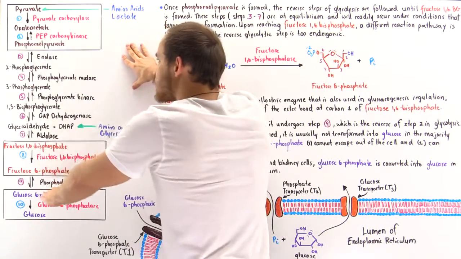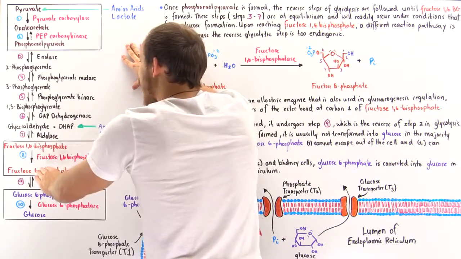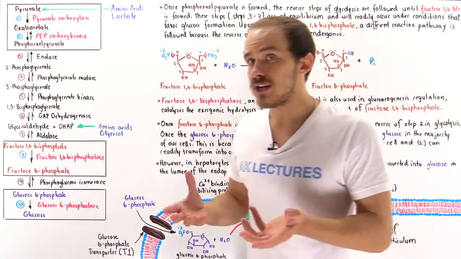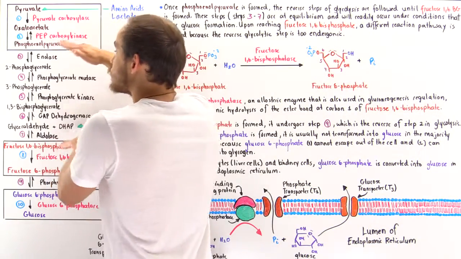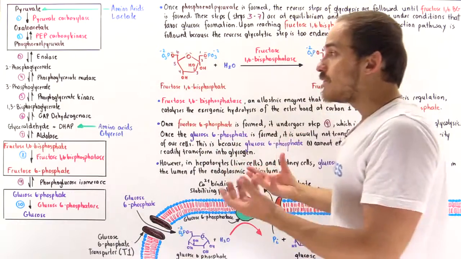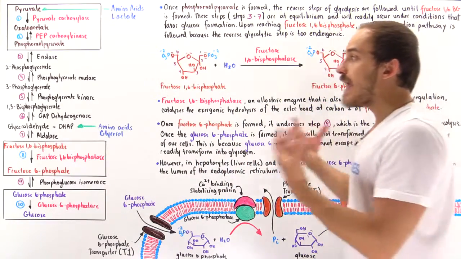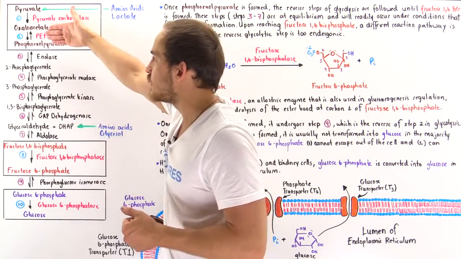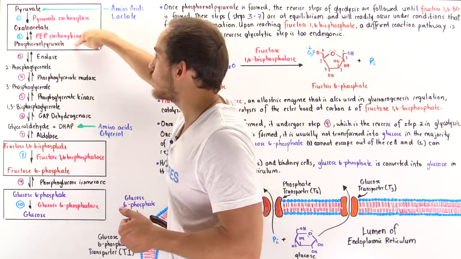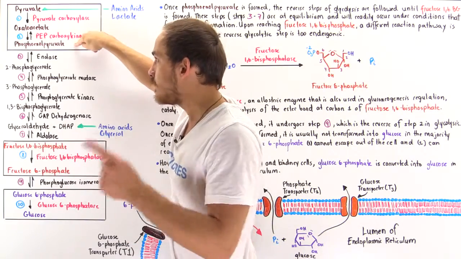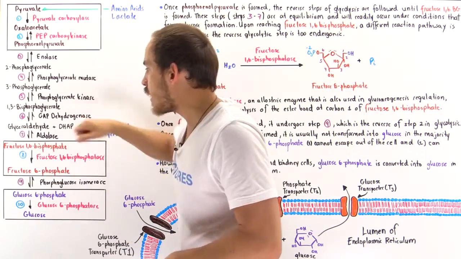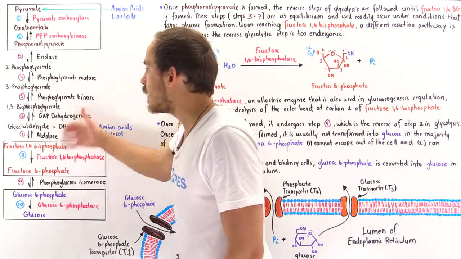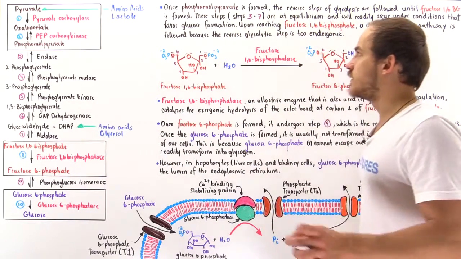But in steps 3 to 7, all these steps have a free energy value that is very close to 0. What that means is they're essentially at equilibrium. And if our cellular conditions favor the formation of glucose, these reactions will readily take place in this direction. Under those conditions that favor gluconeogenesis, phosphoenol pyruvate will be transformed into fructose 1,6-bisphosphate by the same enzymes that we discussed in glycolysis.